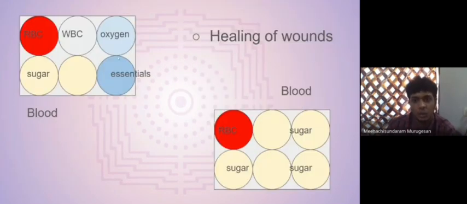And the next thing, we saw why the healing of wounds gets delayed when there is a lot of sugar in the blood. We saw that the sugar molecules occupy a lot of space in the blood and decrease the density for other molecules like oxygen, essential proteins and white blood cells. So when there is less oxygen, your cells cannot rejuvenate or repair themselves. So this leads to delaying of the healing of wounds.